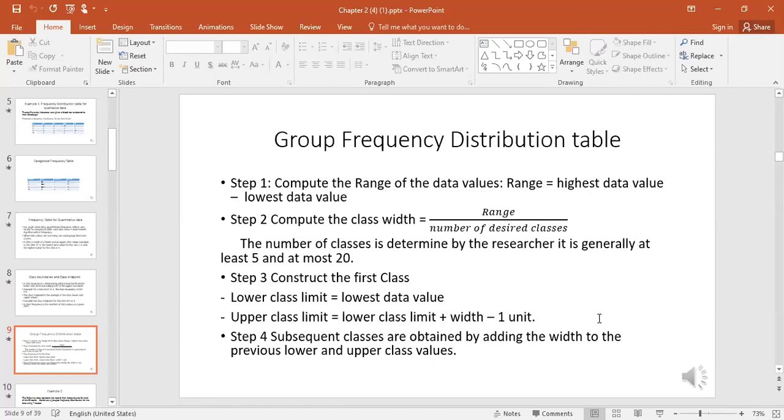The first step will be to compute the range. Actually, it's 4 steps because I combined the first and the second. The first step would have been to find the highest data value and the lowest data value.